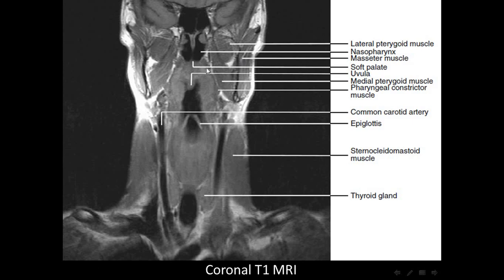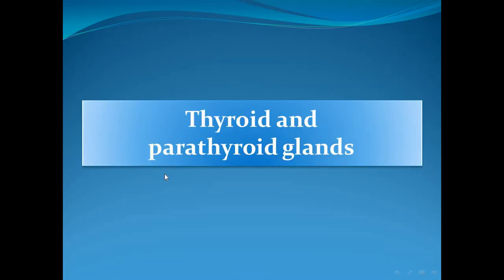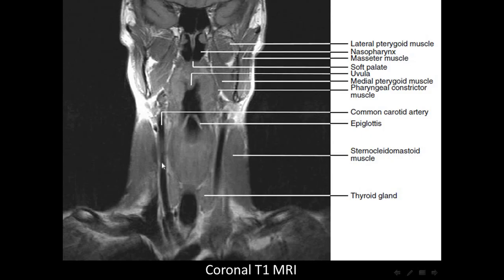See the nasopharynx, the uvula, soft palate, the medial pterygoid muscle. This is the common carotid artery. This is the epiglottis, the sternocleidomastoid muscle, this large muscle on either side, and the thyroid glands, which are seen isointense to the other soft tissue structures.